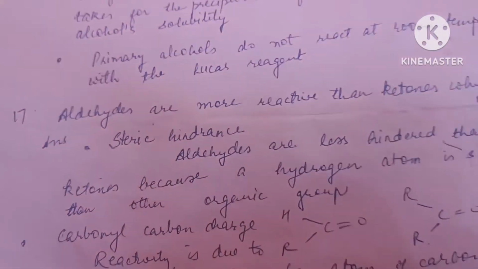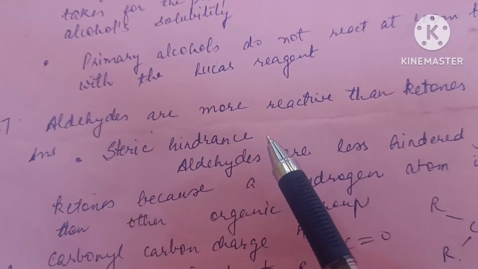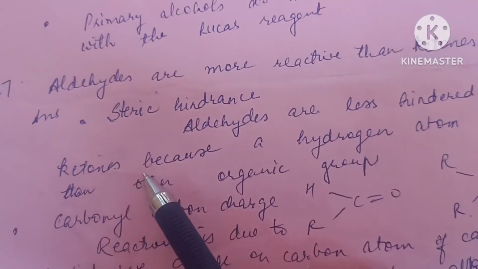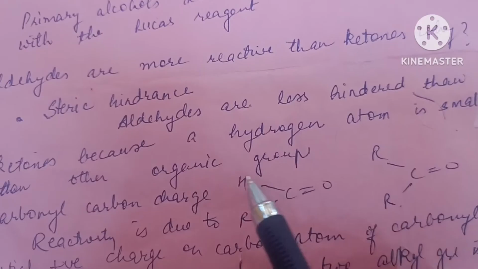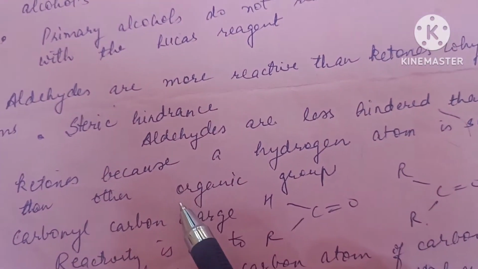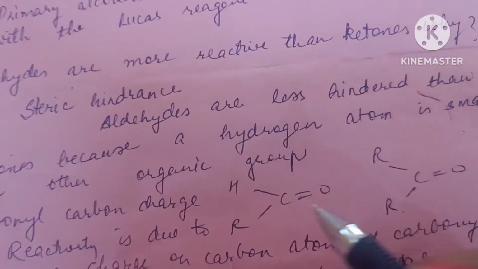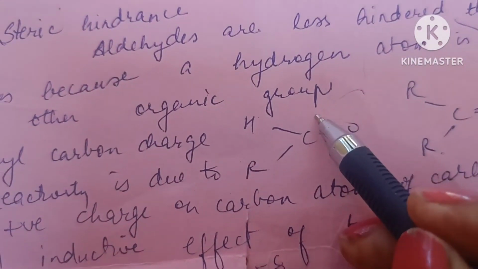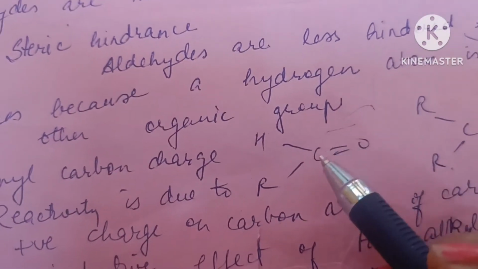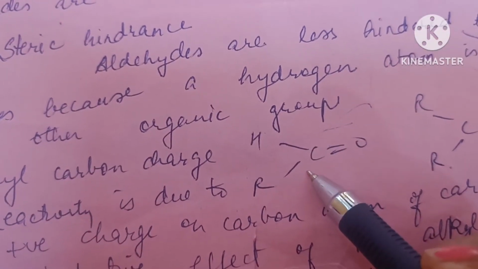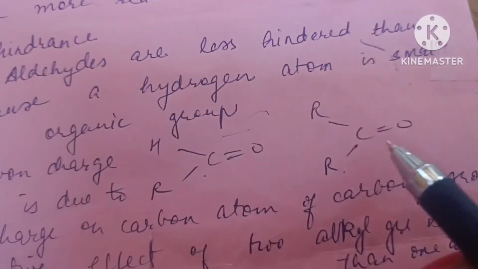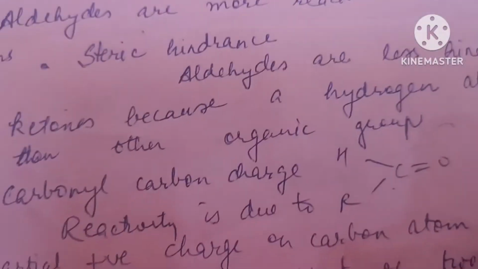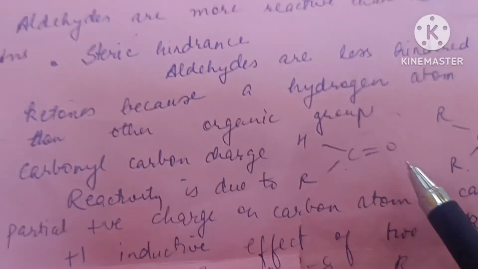Aldehydes are more reactive than ketones. Why? So the answer is because of steric hindrance. Aldehydes are less hindered than ketones because a hydrogen atom is present and it is smaller than the organic group. Here there is one hydrogen group, so it is easier for the attacking reagent to attack, while here there are two bulky alkyl groups, so attack is difficult. Because of the steric effect, aldehydes are more reactive.